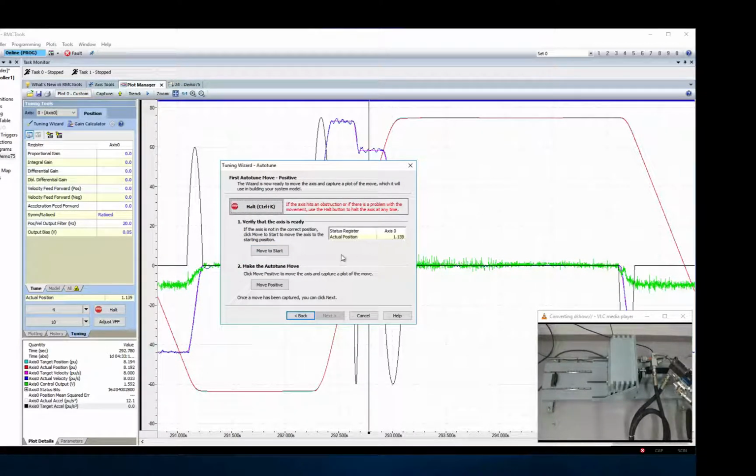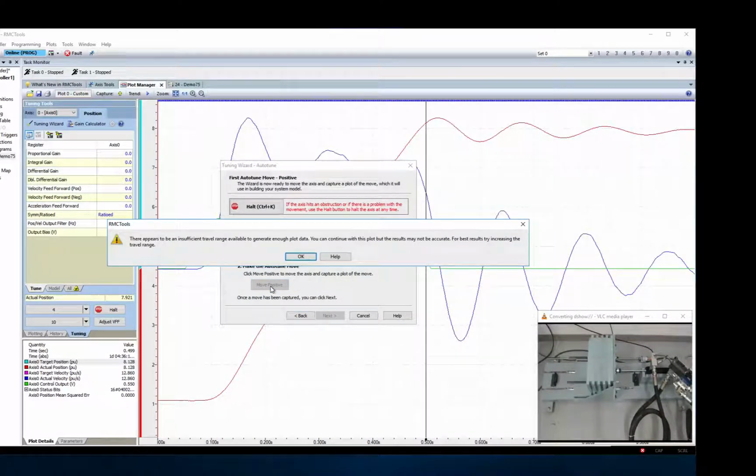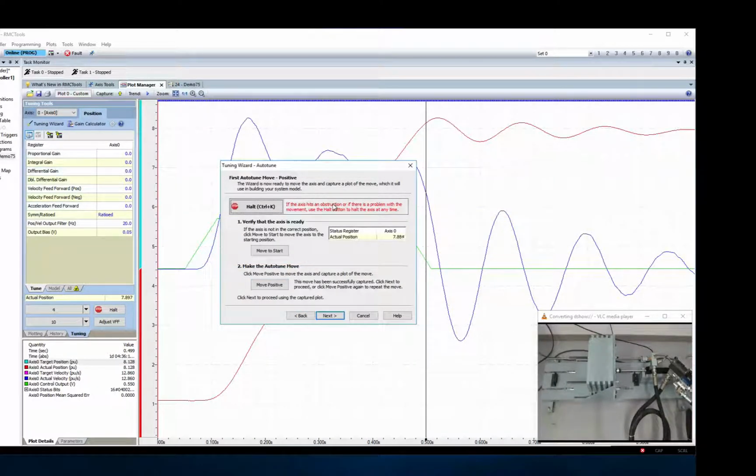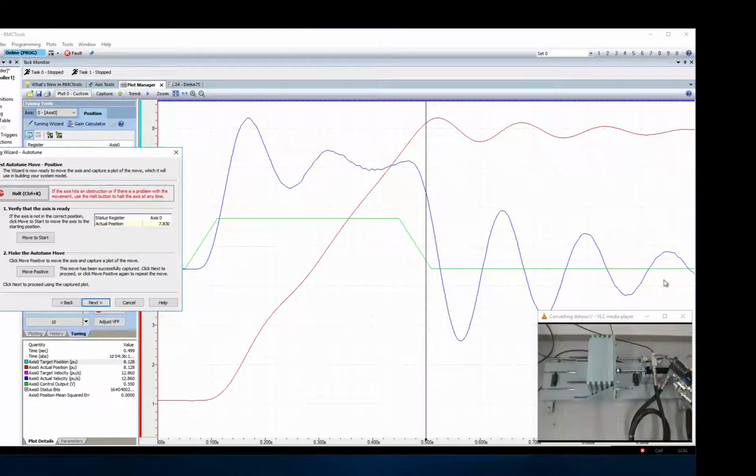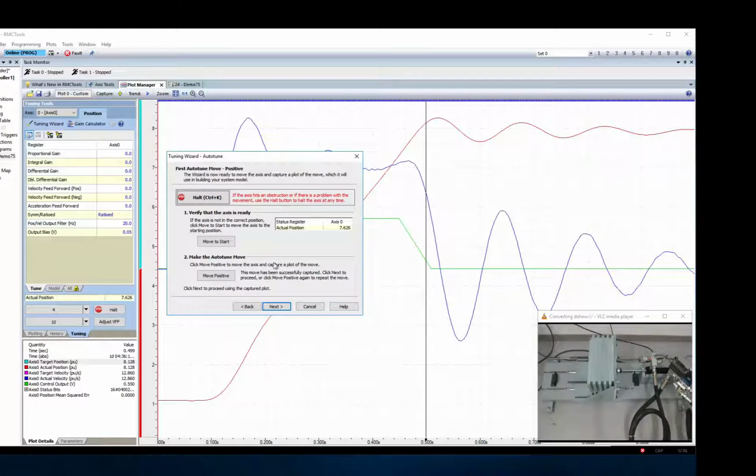Okay, this is an open loop move. And then we're going to move positive. Okay, move positive. And you can see this is the motion. We did the square wave here, or we call it M wave. And we got an error message because it oscillates so much and it doesn't finish in 1 second, but that's okay. We get plenty of information.